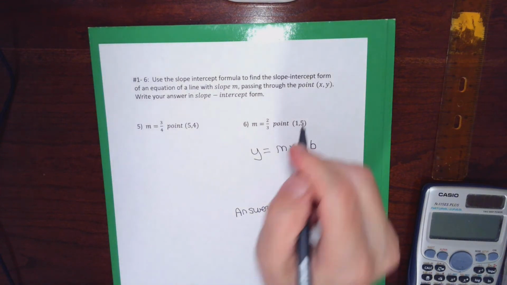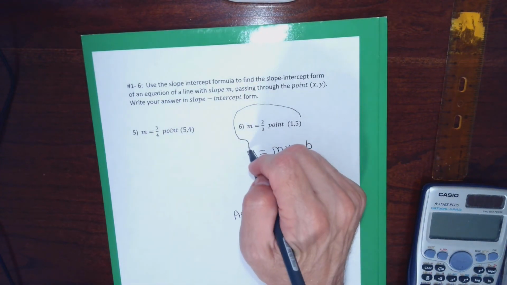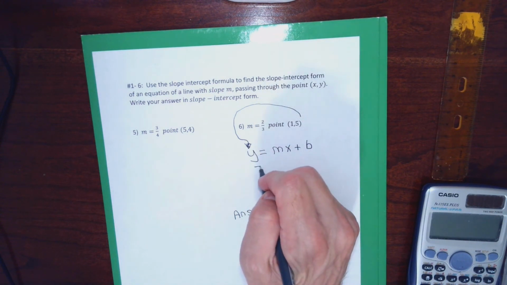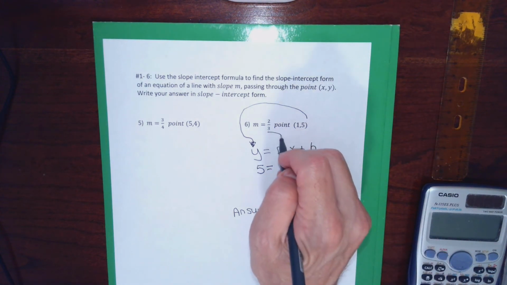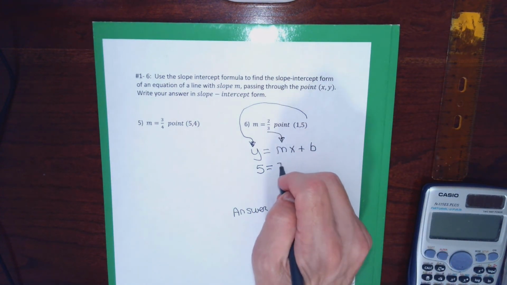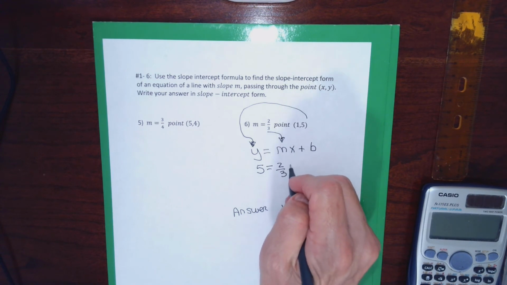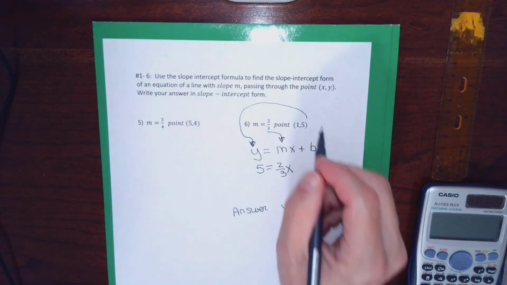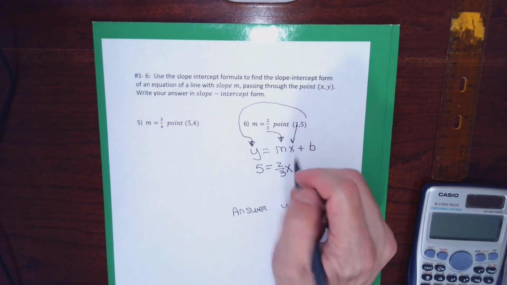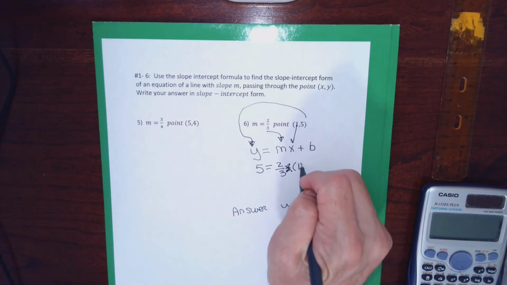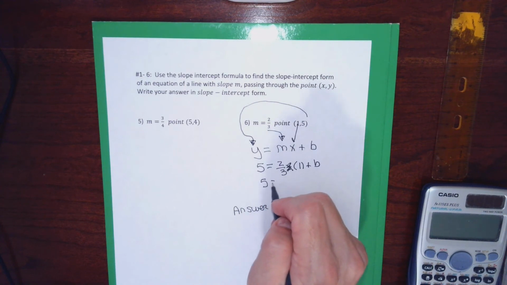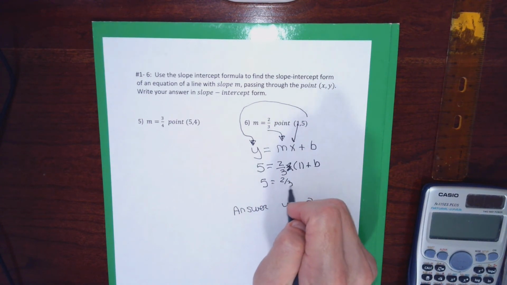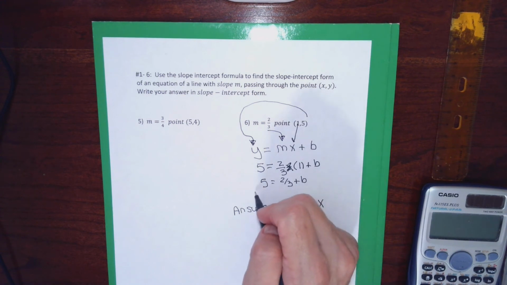To figure out what goes after the x, I'm going to take the y-coordinate of the point, 5, and change the y to 5 in the y equals mx plus b formula. I'm going to change the m in the y equals mx plus b formula to 2/3. And I'm going to change the x in the y equals mx plus b formula to 1. And I need to do the algebra to solve for b. So let me clean up that right-hand side. The right-hand side I have 2/3 times 1, which is just 2/3.